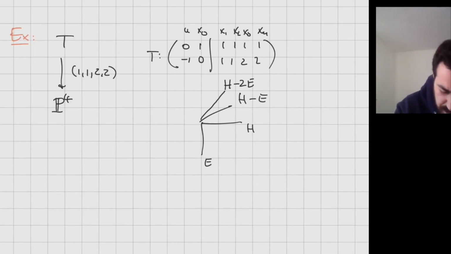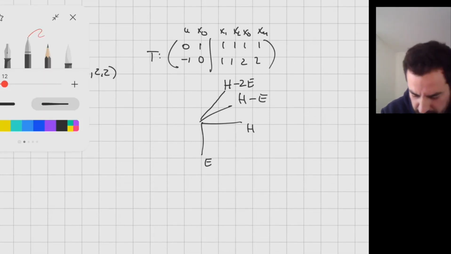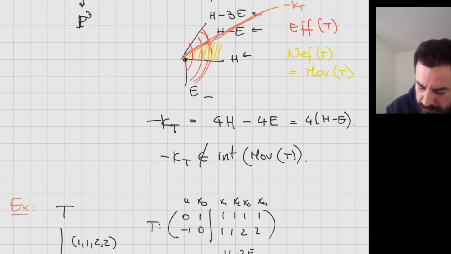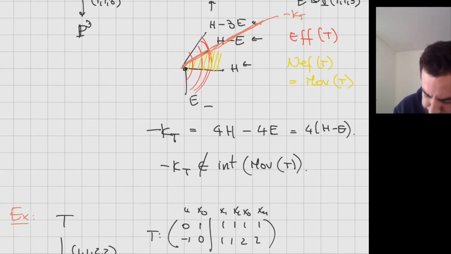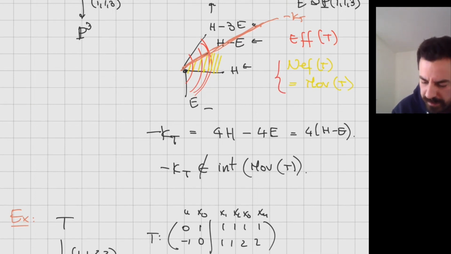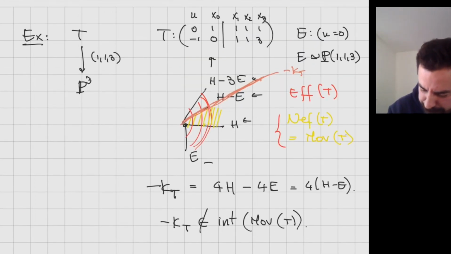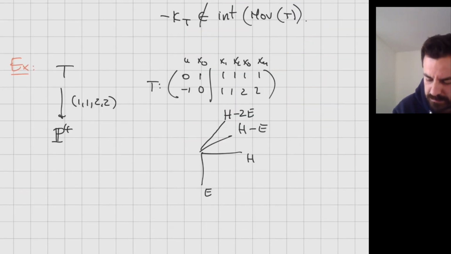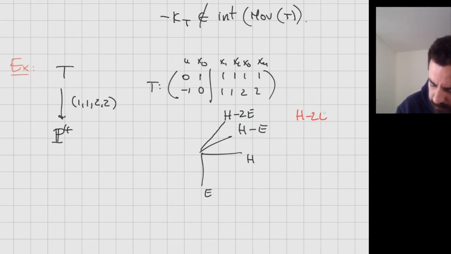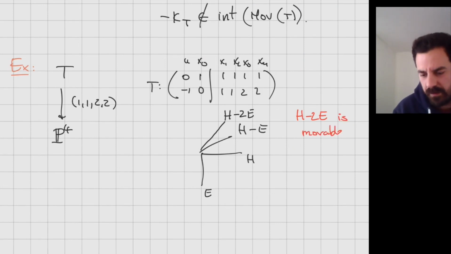There's a little bit of a difference now. If you look at it before, you know that the Nef cone is equal to the movable cone in that case. This doesn't happen anymore. The point now is that H minus 2E is movable, but not Nef.